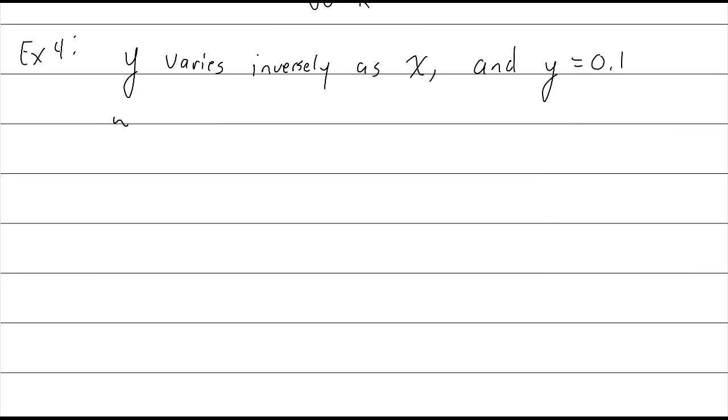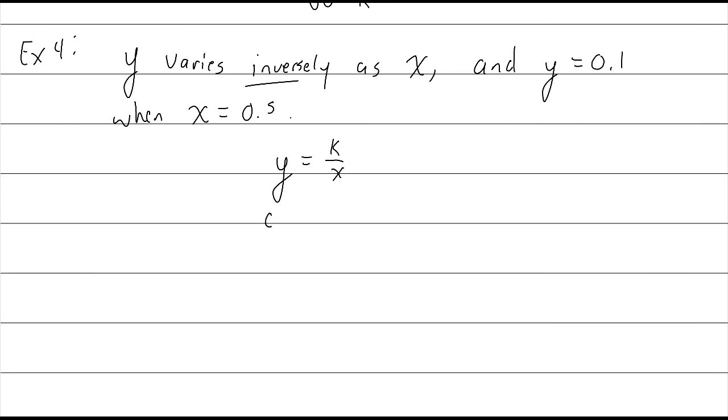Example 4. Find the equation of variation for the given situation. Y varies inversely as x, and y equals 0.1 when x equals 0.5. Y varies inversely, so y equals k over x.